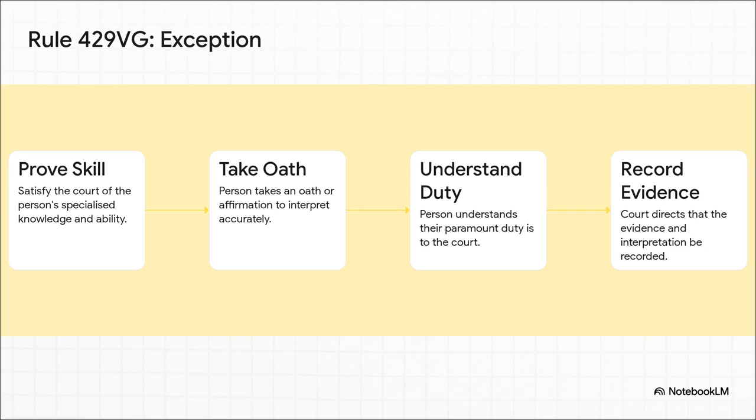But what if you're dealing with a really rare dialect and there's just no certified interpreter to be found? Well, there's a backdoor. It's Rule 429VG. But let me tell you, the bar to get through it is incredibly high. You have to convince the court they have the skill. They still have to take the oath and understand their duty is to the court, not you. And, this is key, the court has to order the whole thing to be recorded. This is an absolute last resort, a break glass in case of emergency rule.